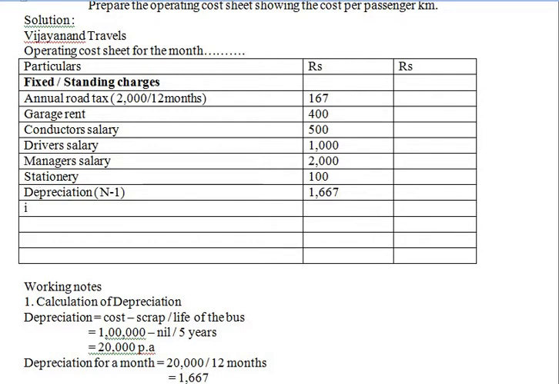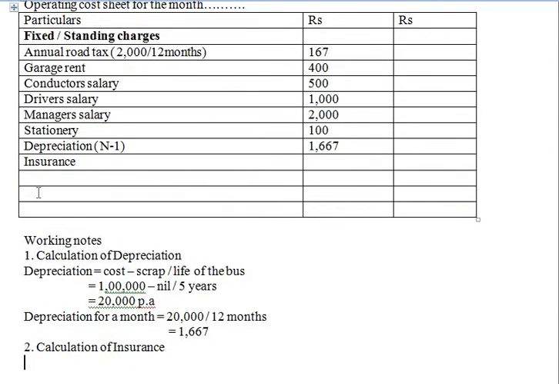Now next is insurance. Insurance is at 3%, so that also we will calculate. So take down next calculation, working note, calculation of insurance. Now this will be calculated on cost price of bus. Now cost price of bus is 1 lakh rupees. 1 lakh into 3%. So that will be equal to 3,000.